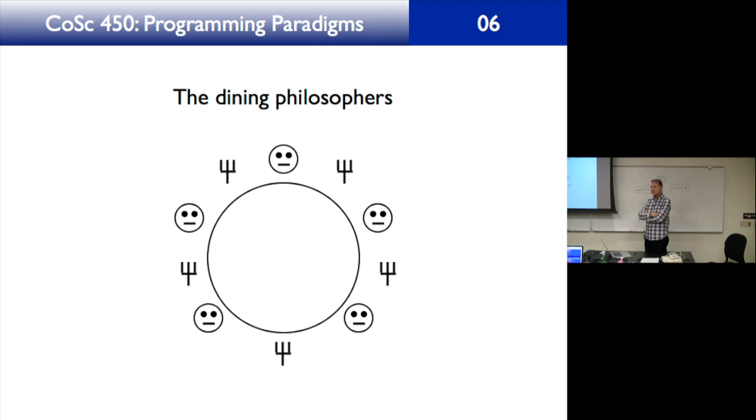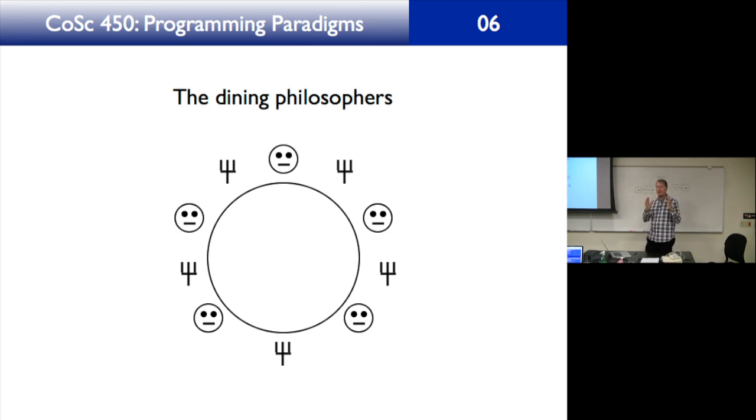I don't think I mentioned this before, but do you know who invented semaphores? You should know this. This is part of our history. It's Edsger Dijkstra. Yeah, he invented semaphores. And not only did he invent semaphores, he presented this dining philosopher's problem as an example of how semaphores can be used for concurrency.